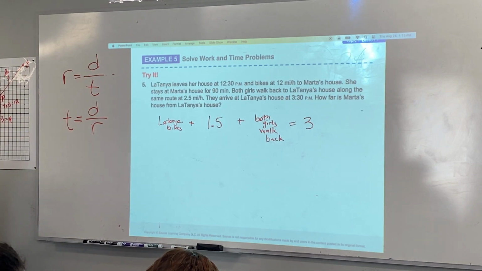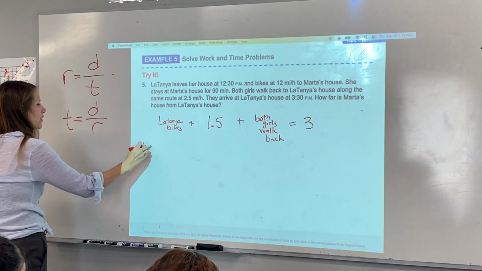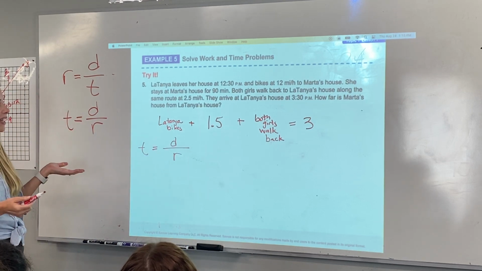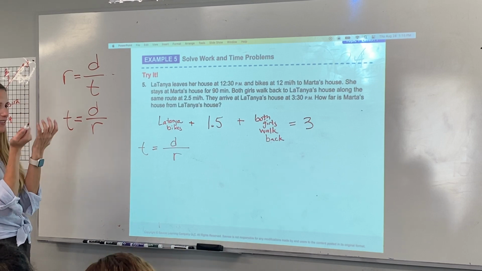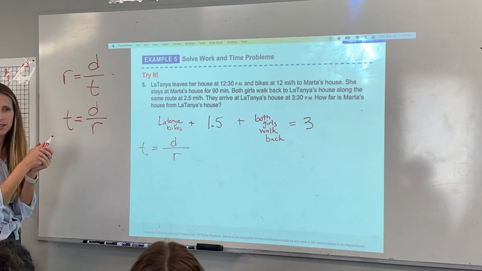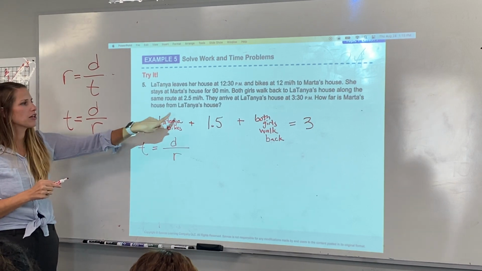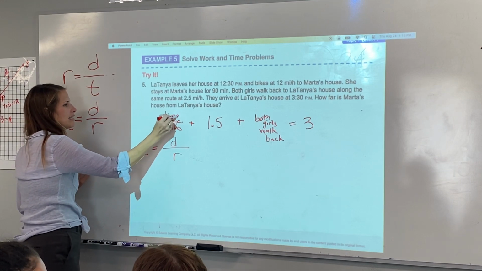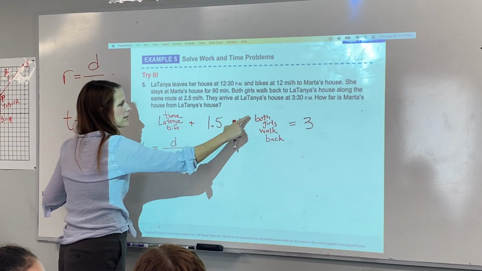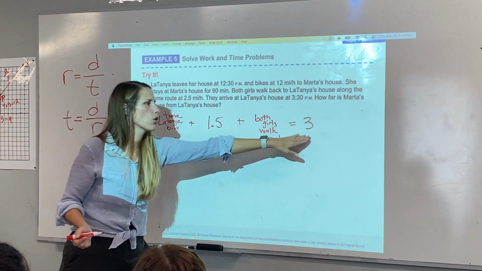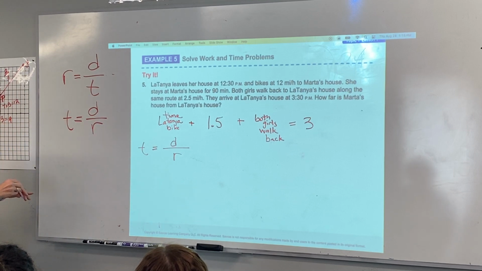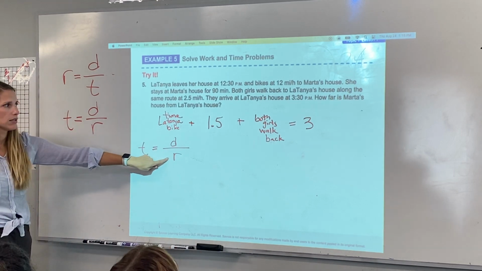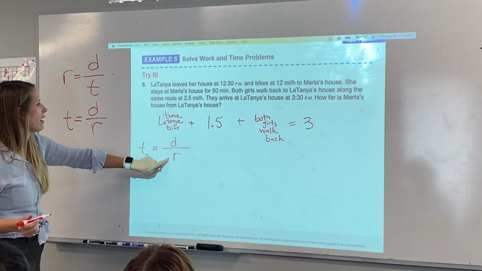Okay, so we need the time. The time is the distance over the rate. Again, yes, but we don't know the distance, so that's our variable. We're using time because they're giving us the times. We're using the time it takes Latanya to bike, the time that both girls walk back, the time that she spends there, and the total time. Just like we were doing before, time plus time plus time, just total time. So we don't know the distance. Do we know the rate? What's the rate? 12 miles per hour.